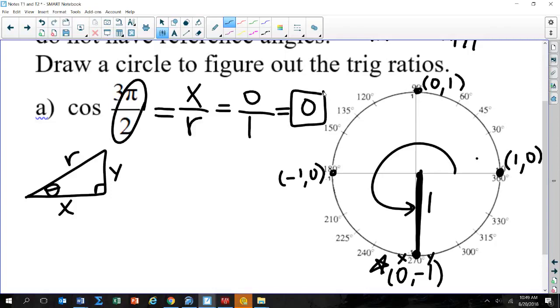Again, if you know on a unit circle that your x values are your cosine values, the y values are your sine values, and tangent is y over x, you can use that too. You could say, what's the cosine of 3 pi over 2? Well, as long as I'm looking at a unit circle, the x value at 3 pi over 2 is 0. Okay. Any questions?